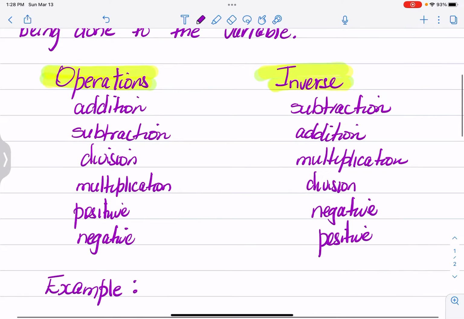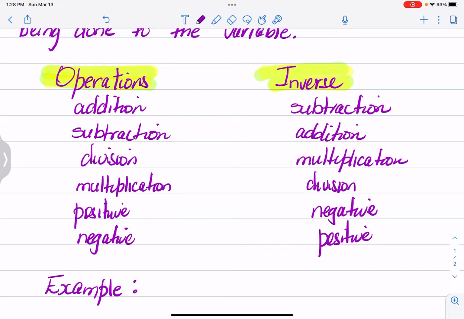Let's look at some operations and their opposites or their inverse. If your operation is addition, the inverse or opposite is subtraction. If your operation is subtraction, the inverse or opposite is addition. If your operation is division, the inverse or opposite is multiplication. If your operation is multiplication, the inverse or opposite is division.